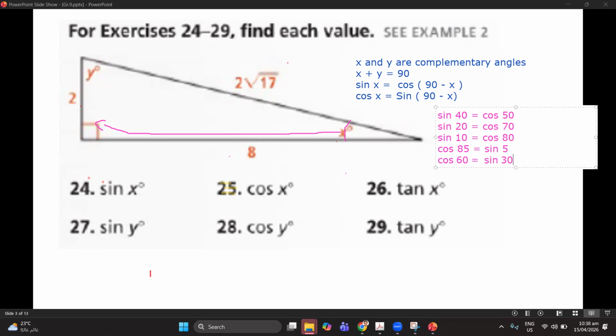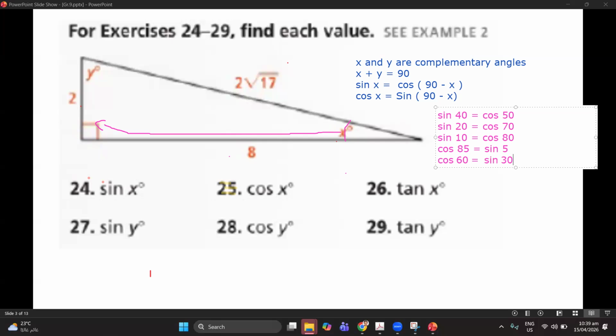So if I ask you which of these is equal to sine of 40, it's not cosine of 40, and it's not tan of 40. The one that's equal to sine 40 is cosine 50. Is it clear? This happens only if the sum of the angles is 90. So what we're going to do now is switch sine with cosine and subtract 90 from the given angle, and you will know what the second angle will be.